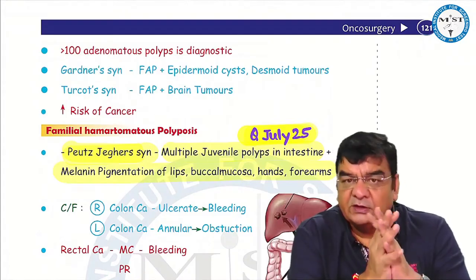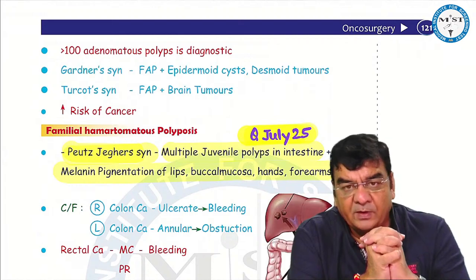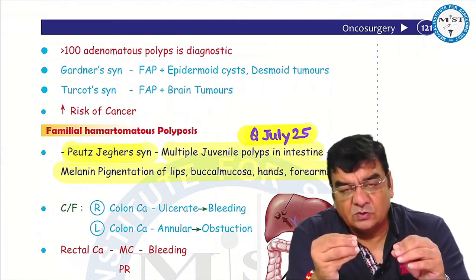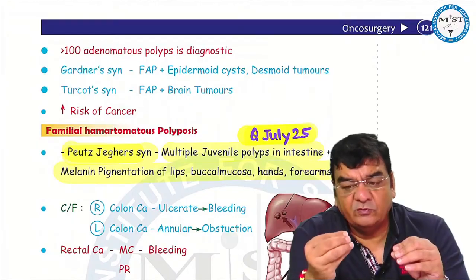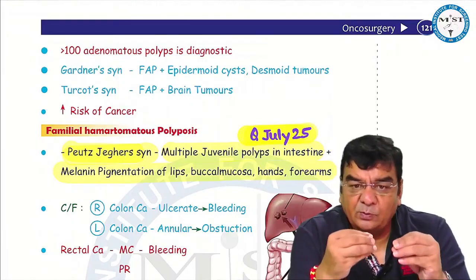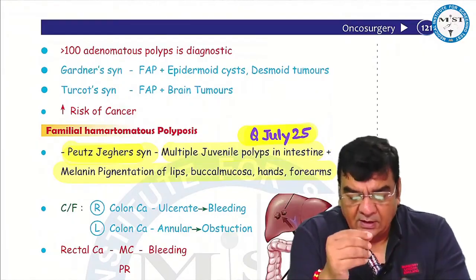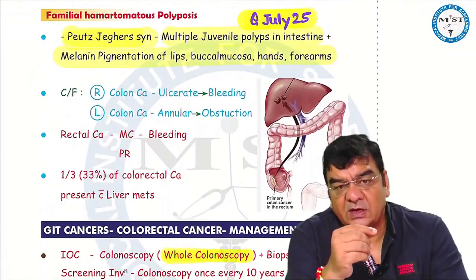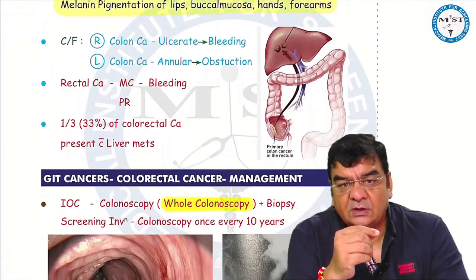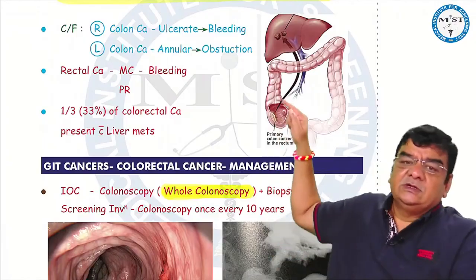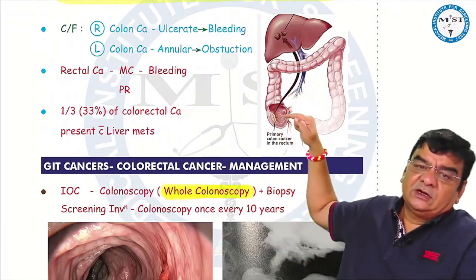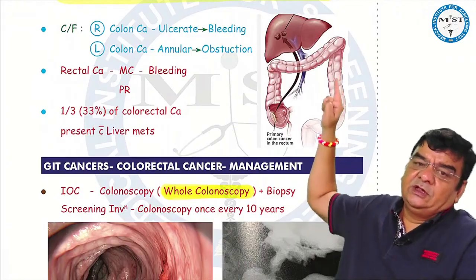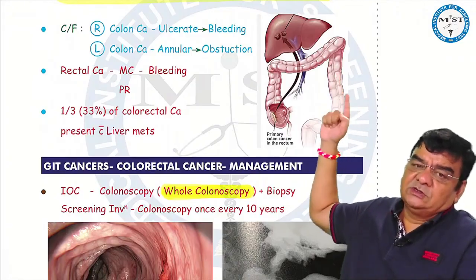And there is very high risk of cancer in FAP. There is familial hamartomatous polyposis condition also, which is Peutz-Jeghers syndrome, where there are multiple hamartomatous polyps in the intestine associated with melanin pigmentation of the lips, buccal mucosa, hands, and the forearms. Right colon cancers, they generally ulcerate, so they bleed. Left colon cancers, generally they obstruct because they are annular.